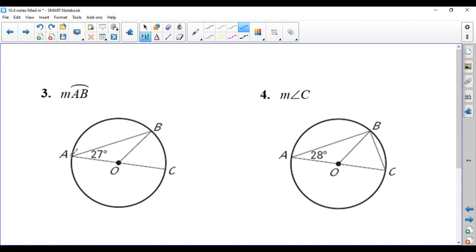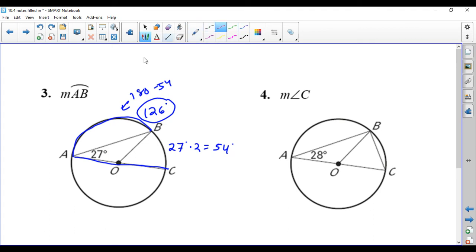Here, I want to find the measure of arc AB. There's several ways we can do this. We could use the inscribed angle BAC to find the measure of arc BC, times 2, which is 54 degrees. And then we see that we have a diameter, AC, so this is a semicircle. Arc AB has to be 180 minus 54, which is 126 degrees.